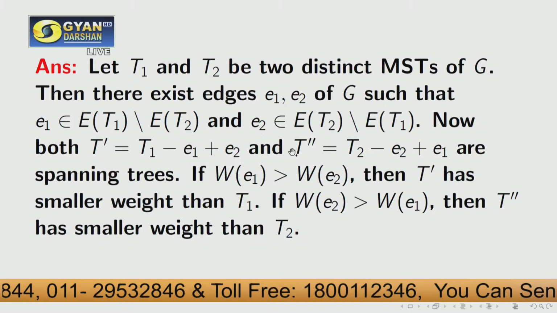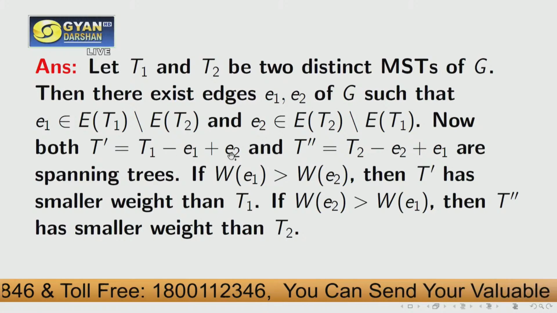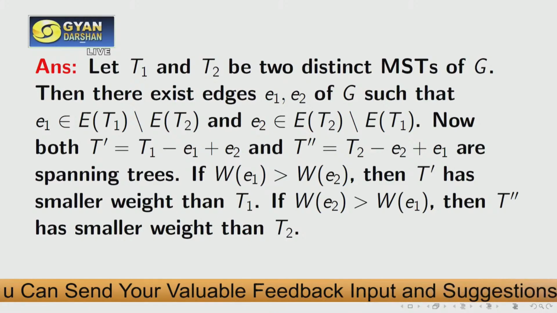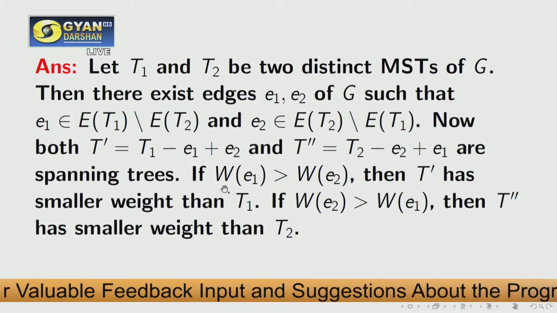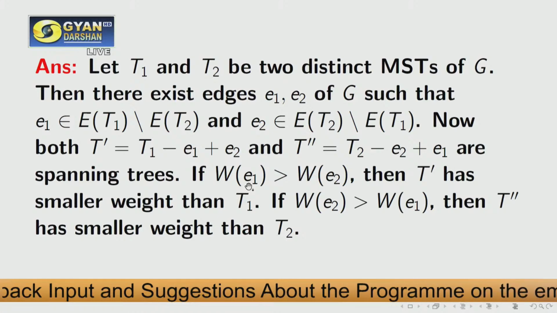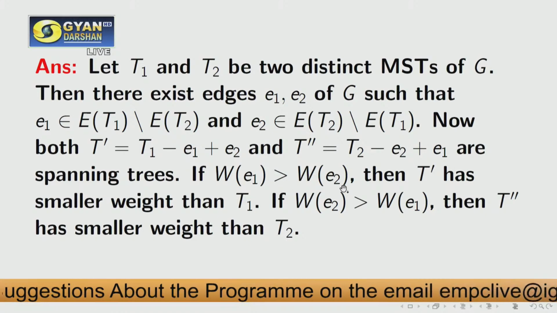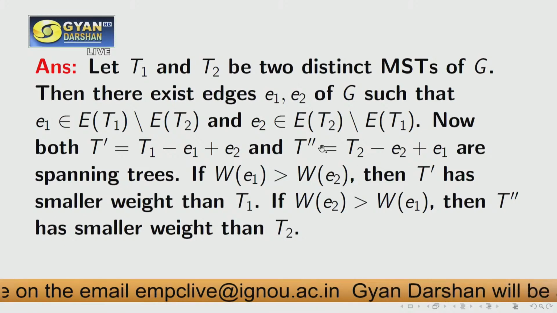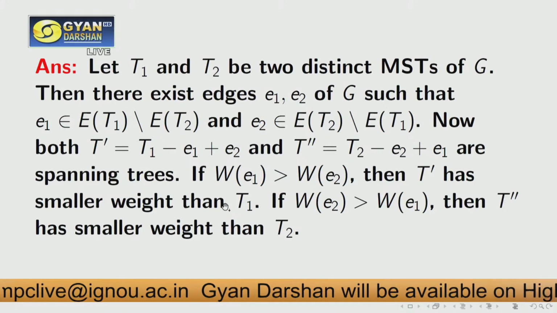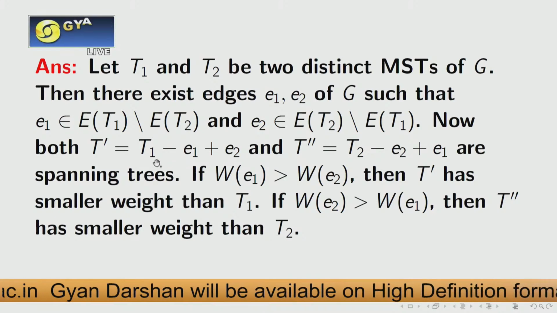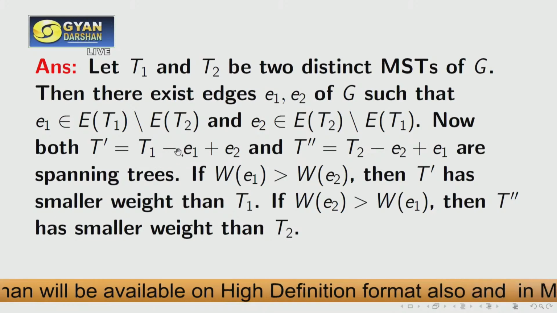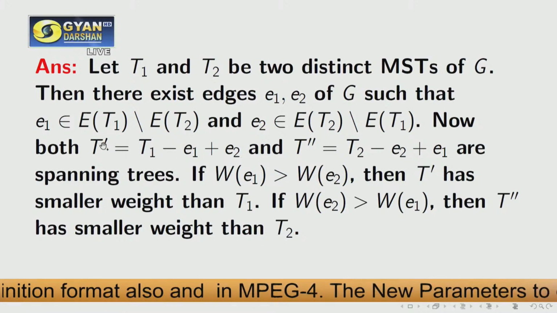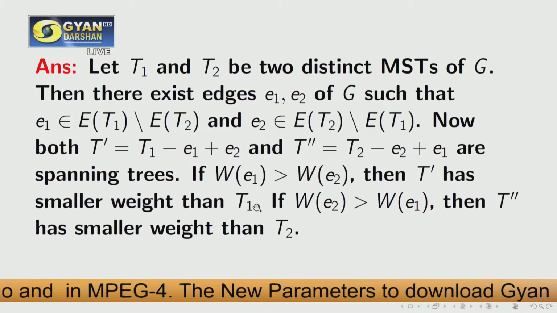Okay, now the question arises, because E1 and E2 are edges with distinct weights, there are two possibilities. First one is whether the weight of E1 is greater than the weight of E2, and then in this case what happens? T' has a smaller weight than T1. Why? Because we have just removed a larger weight edge and just added a smaller weight edge. So T' has a smaller weight than T1.